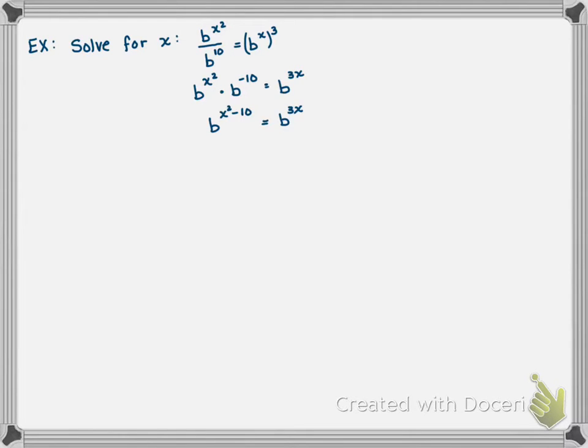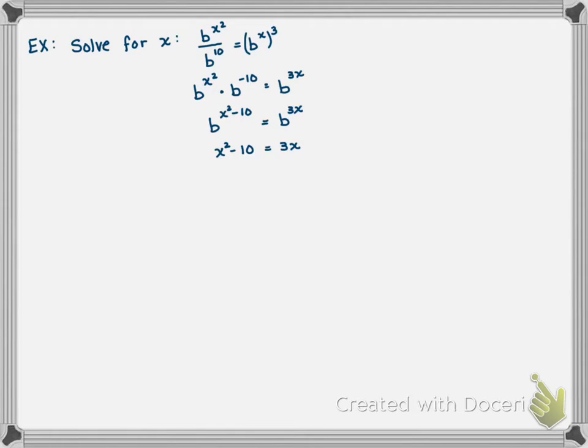And now, because we're just setting the exponents equal to each other, it doesn't matter what b is at all. It just drops off. So we get x squared minus 10 equals 3x. What should I do from here?